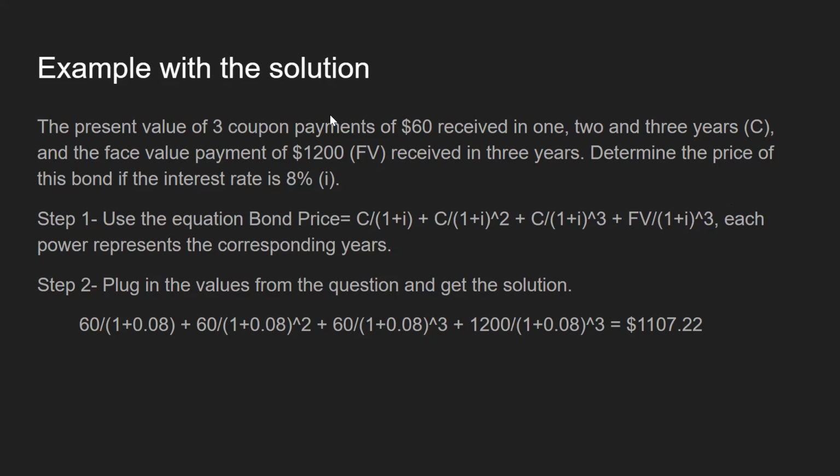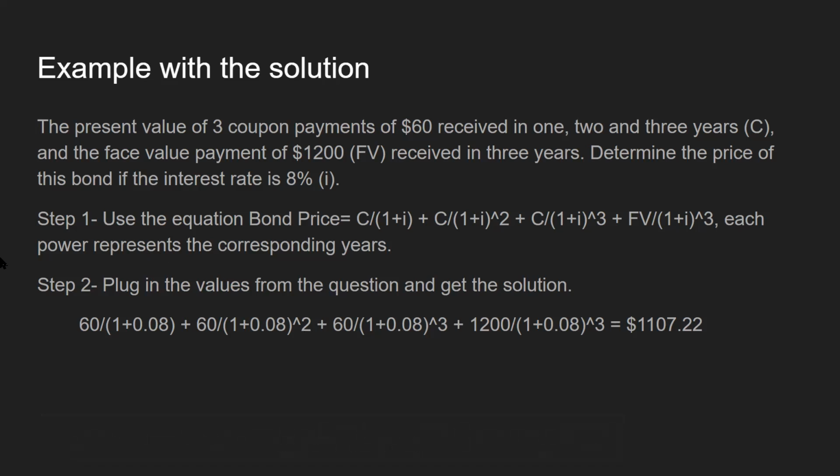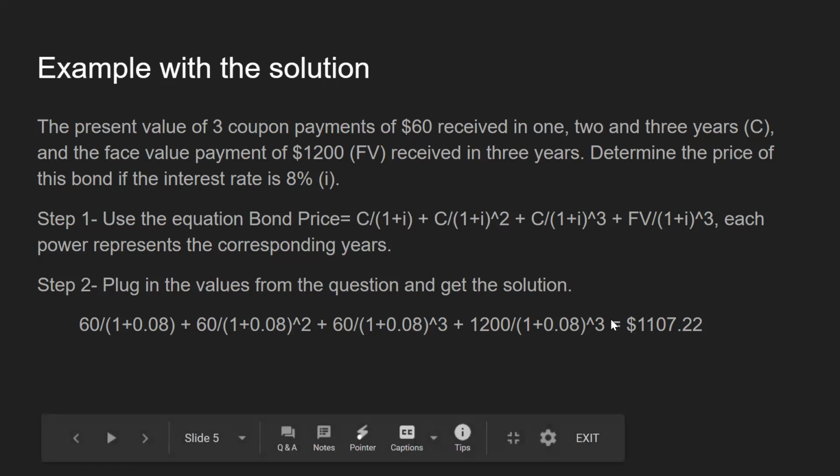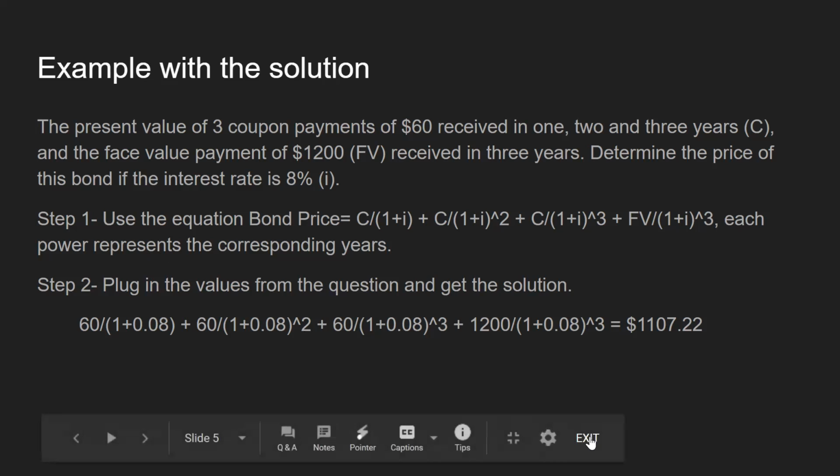But if you have coupon payments for 8 years, then your face value would be to the power of 8, for example. So each power represents the corresponding years. And then step 2, you just plug in the values from the question and get the solution. So it's a pretty straightforward question. And just make sure to always count the exponents for the denominator and always put your face value to the highest exponent. And then this would equal, in this case, $1,107.22.